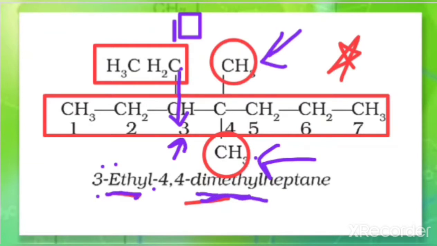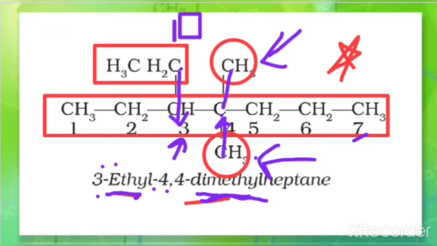Why is it dimethyl? Because 2 methyl groups are there and both are on the 4th carbon. You can check here, both are attached on the 4th carbon. Therefore, 4,4. It's very important. 2 methyl groups are there, both are on the 4th position. Therefore, 4,4. That means you need to represent the position of both methyl groups. 4,4, then dimethyl.